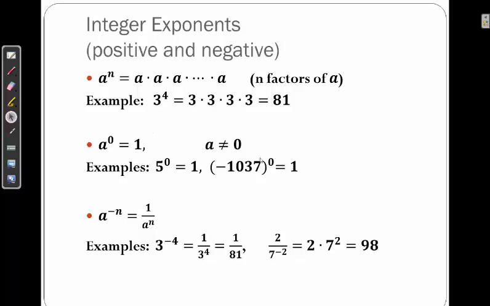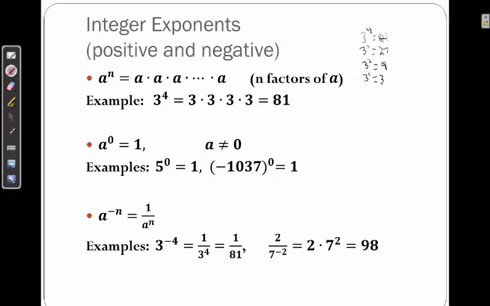Now, if you're going to look at 0 and negative powers, let's just look at some powers of 3 over here. We know 3 to the 4th is 81. We know 3 to the 3rd is 27. 3 to the 2 is 9. And I'm sure you're familiar, if you raise something to the first power, it just gives you the number back.